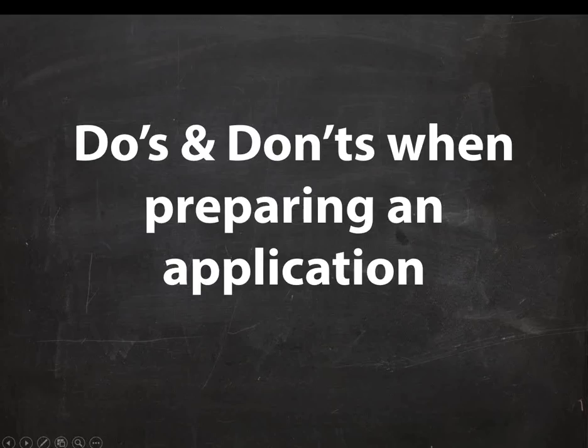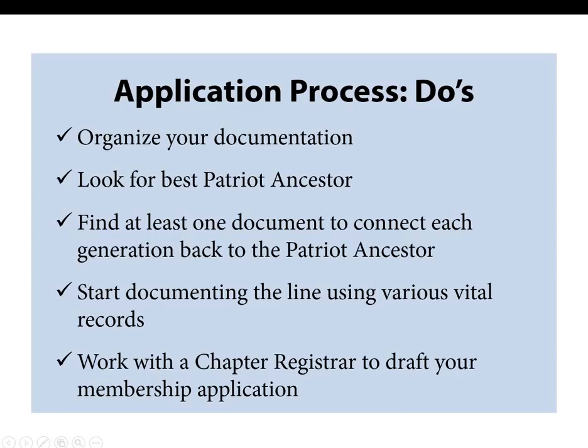The do's and don'ts when preparing an application. Organize your documentation. I always recommend having a folder for each generation when you present it to your chapter registrar. It'll make it easy for her to help look at the documentation. You want to look for the best Patriot ancestor. You want to find at least one document to connect each generation back to your Patriot ancestor. You want to start documenting the line using various vital records. And work with your chapter registrar, and she will draft your application, your membership application.